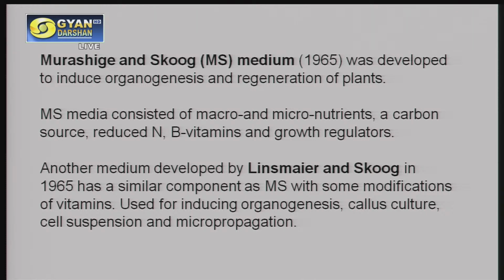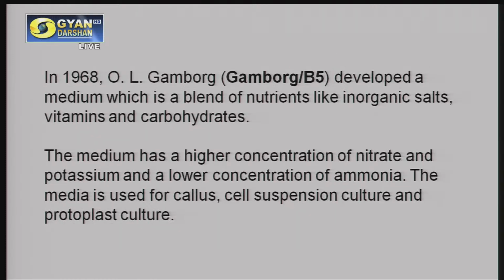Another medium which you have is the Linsmaier and Skoog, which was developed in 1965. It has similar components with some modifications of vitamins, and is used for inducing organogenesis, callus culture, cell suspension and micropropagation. Next, O.L. Gamborg in 1968 developed another medium, Gamborg or B5 medium, which is a blend of nutrients like inorganic salts, vitamins and carbohydrates. But one of the unique features of this medium is that it has a very high concentration of nitrate and potassium and a lower concentration of ammonia.